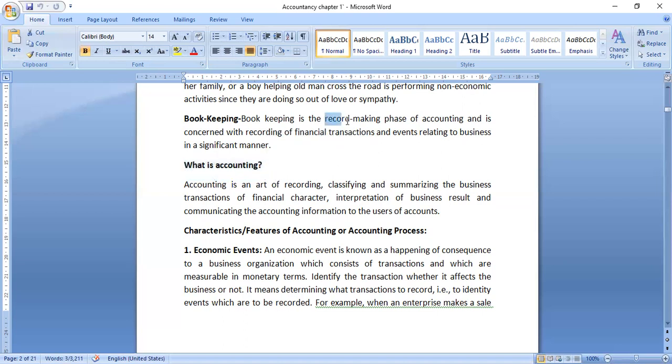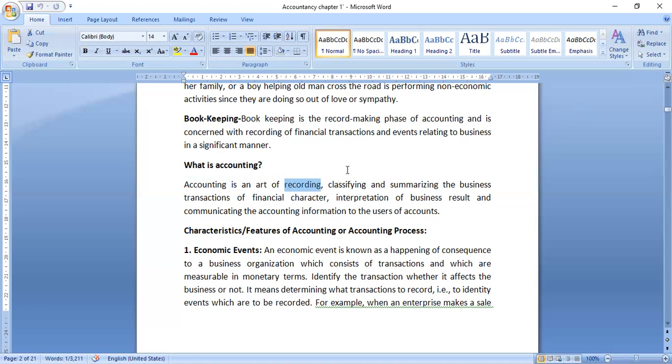And you can see that in bookkeeping we record the transactions, and accounting also includes the recording. So when I talk about accounting, bookkeeping is a part of accounting.